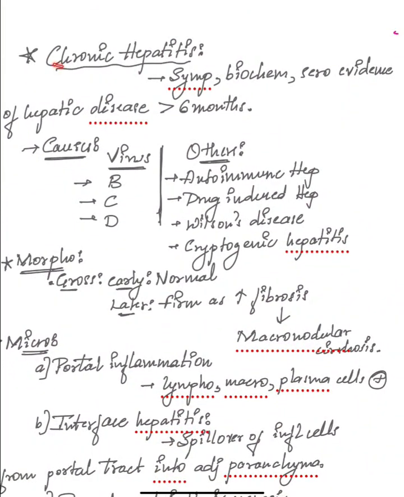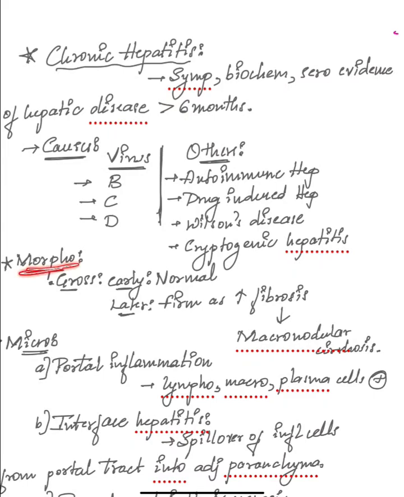Now coming to chronic hepatitis. Chronic hepatitis is defined by symptomatic, biochemical, and serological evidence of hepatic disease lasting more than 6 months. Hence, it indicates chronic hepatitis. The causes may be virus B, C, and D. Others are autoimmune hepatitis, drug-induced hepatitis, Wilson's disease, and cryptogenic hepatitis.